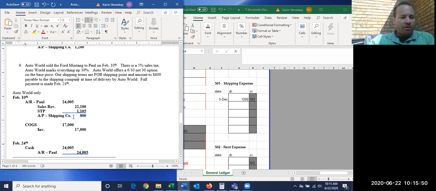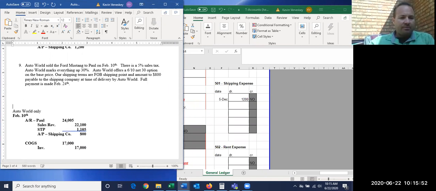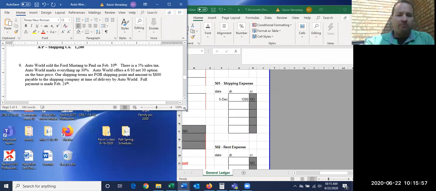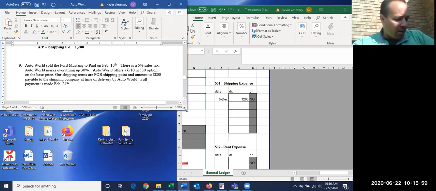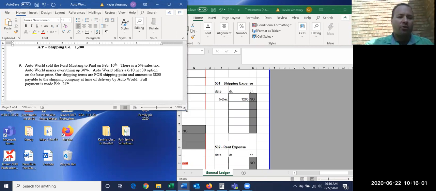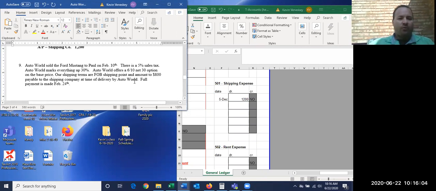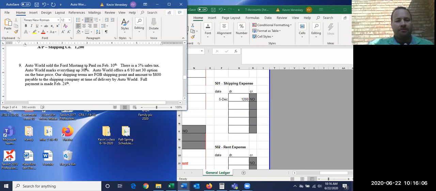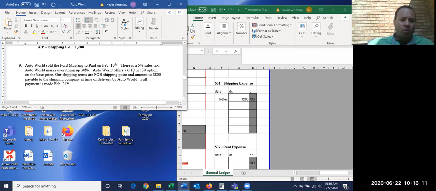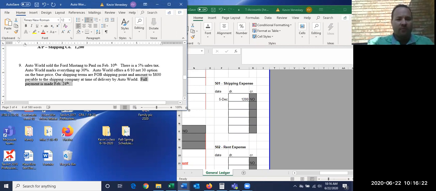Okay, we got one more example, and we're going to tie everything together here. Number 9. We're not going to worry about doing it from both perspectives. We're just going to do it from our perspective. On number 9, we're going to make a sale of the Ford Mustang to Paul. And then we're going to show what it would have been if full payment was made on the 24th, and further down, what it would have been if full payment was made on the 17th instead of the 24th.